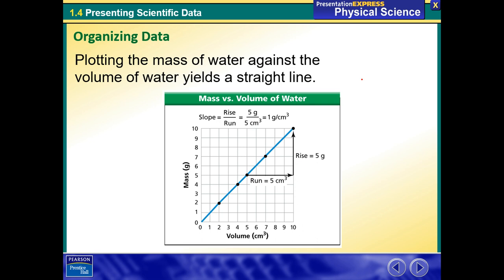So here we're going to show an example of slope. It says plotting the mass of water against the volume of water yields a straight line. Notice, again, our graph has a title. We have a label down here, shows my x value is going to be volume in centimeters cubed. My y is going to be mass given in grams. So when we do this, slope is rise over run. So we go up, if we're looking at this data point and this data point, we go up 1, 2, 3, 4, 5. So there's my 5 grams divided by my run. So run, you go over 1, 2, 3, 4, 5. So 5 divided by 5 gives me 1. My slope is a positive 1.